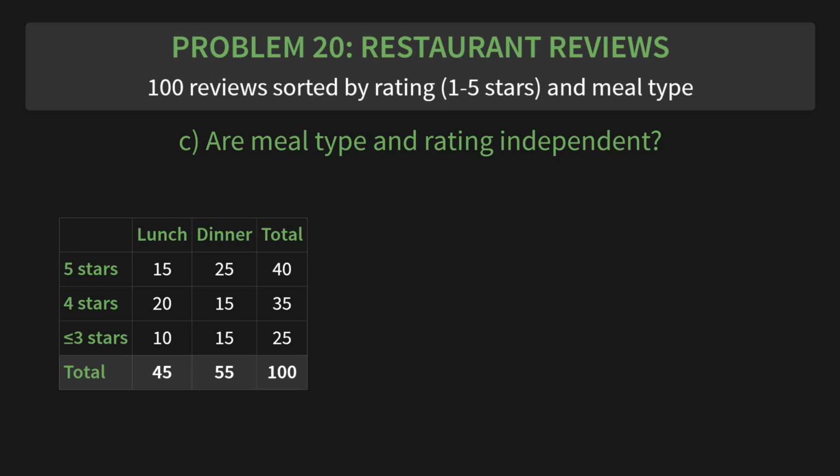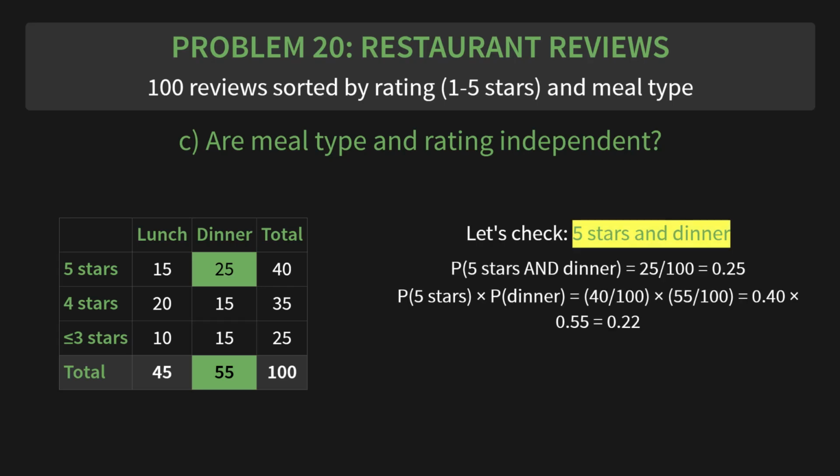Final question, and this one ties everything together. Are meal type and rating independent? Remember, for independence, the probability of both events must equal the product of their individual probabilities. Let's test it. The probability of 5 stars and dinner? 25 out of 100. That's 25%.